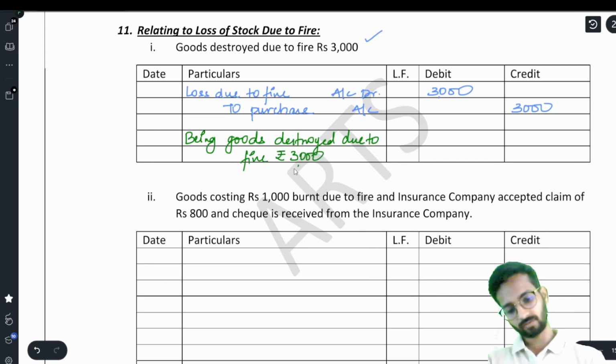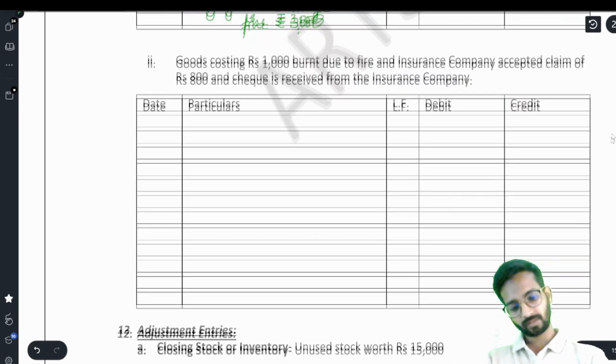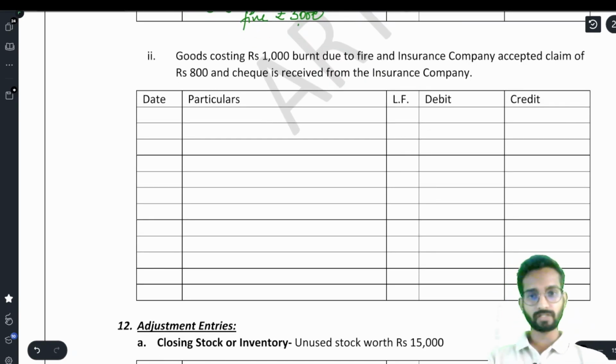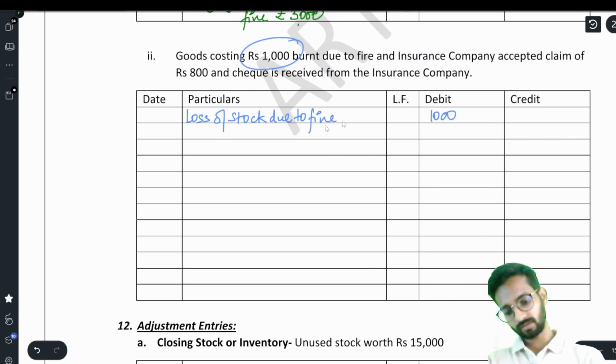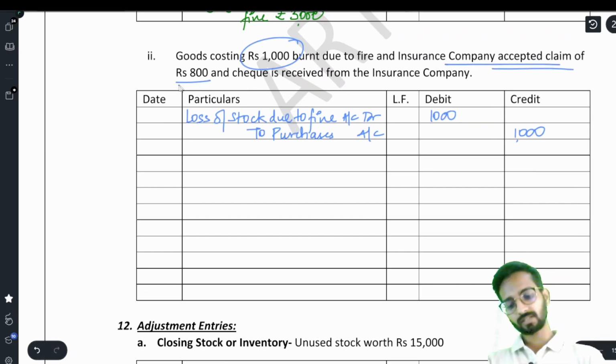rupees 3000. Then the next question we have here is, please focus, very important. Goods costing rupees 1000 burnt due to fire. So what will be the first entry we'll write? Loss of stock due to fire 1000 to purchases account 1000. Okay. And the insurance company accepted claim of rupees 800.